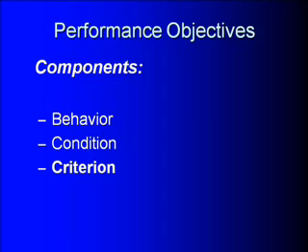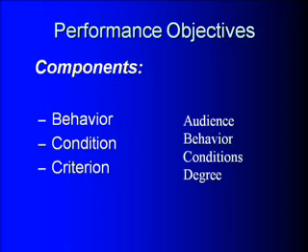The criterion component is used to evaluate learner performance on the objective. It is usually stated in terms of limits or ranges of answers that are considered acceptable, such as at least 5, within 25 minutes, or with 100% accuracy, or a qualitative judgment, such as the inclusion of certain topics in a report. Some other models add another component, audience, so you have audience, behavior, conditions, and degree.